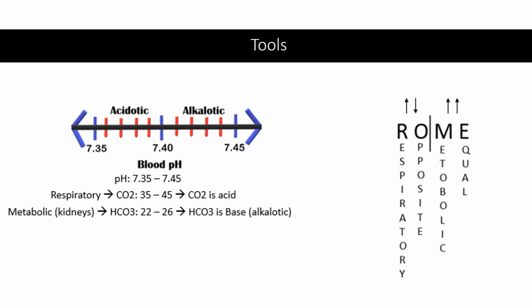For metabolic, or the kidneys, that's our HCO3, our bicarbonate. 22 to 26 is the normal range, and our HCO3 is our base, or alkalotic. The more base we have in the body, the more alkalotic we are. So let's look at some ABGs.